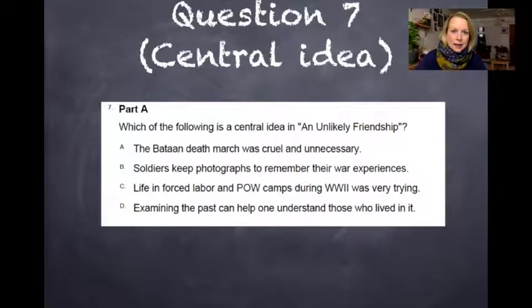It was the grandson getting an assignment to find out more about his grandfather's past during the Second World War and his journey of traveling to Japan, learning about the Bataan Death March, about his forced labor and his experience as a POW, a prisoner of war. So all of these ideas are summarized with the last statement. Someone is examining the past. This is what the grandson does. And by doing that, he understands his grandfather much better.